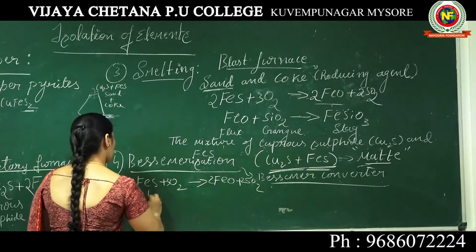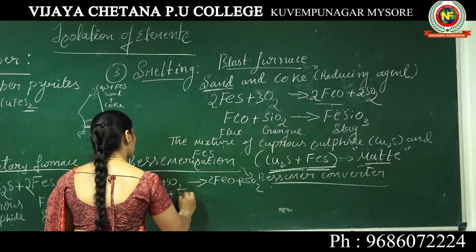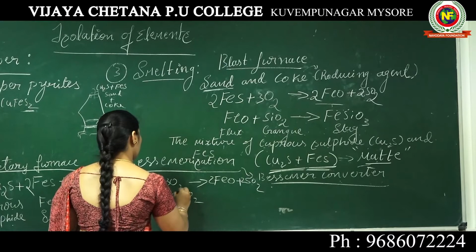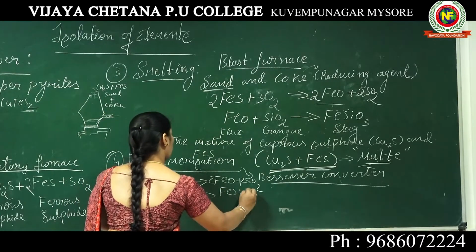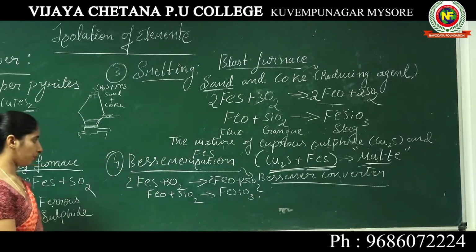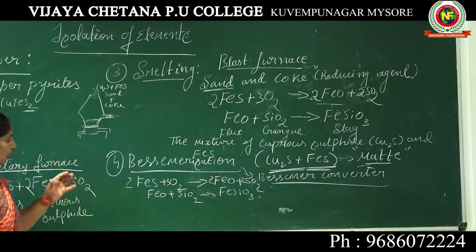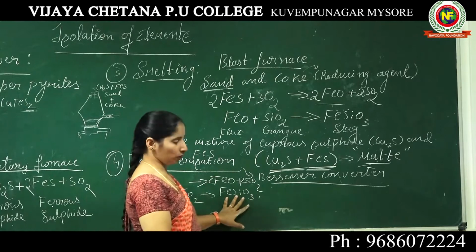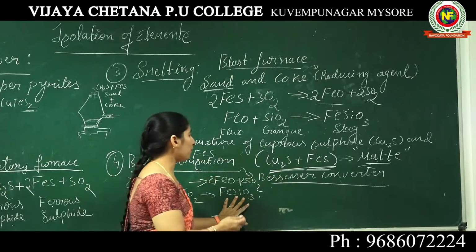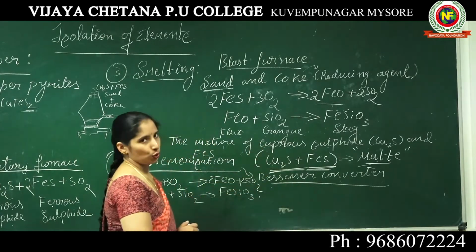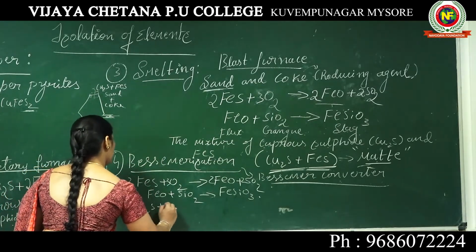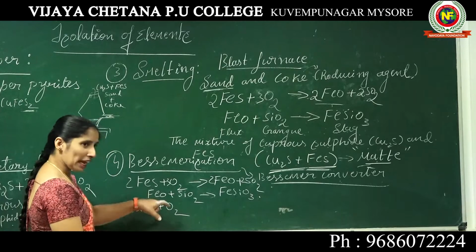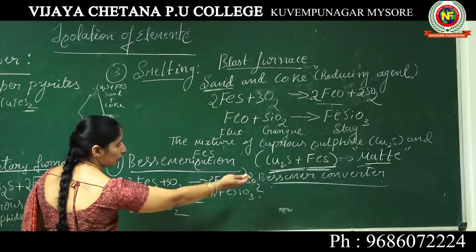This ferrous oxide combines with sand, silicon dioxide, forming FeSiO3. So all the traces also get converted into slag. What is left behind is Cu2S. This Cu2S reacts with oxygen in the Bessemer converter.